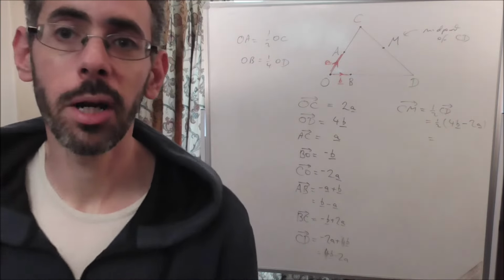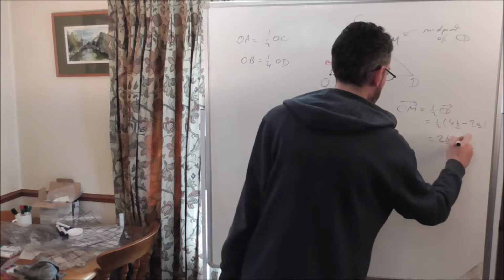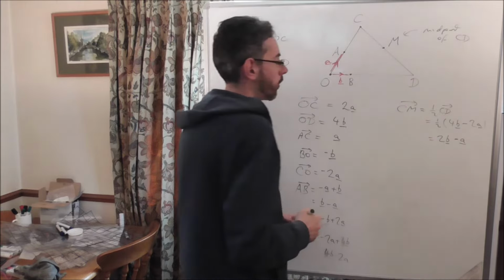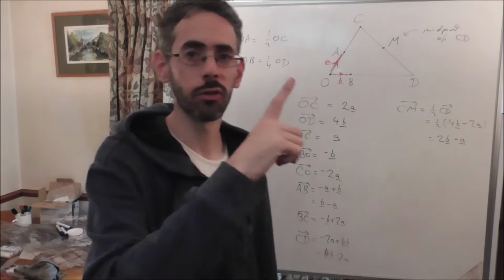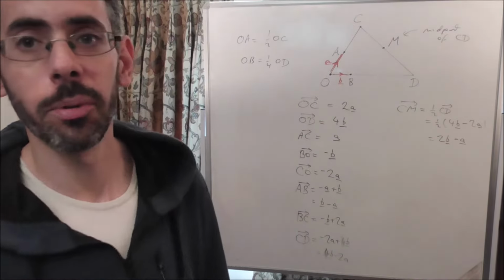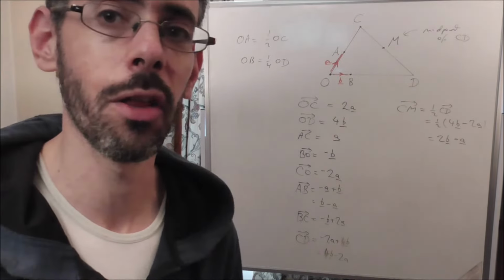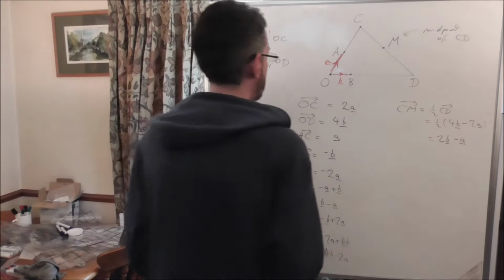And you can actually expand the brackets just like it was normal algebra. So it's just 2B minus A. Remember, you can think of vectors as just pairs of numbers, just a horizontal number and a vertical number. So a lot of the rules that work for numbers in algebra also work for vectors as well, like expanding brackets and factorising and things like that. So that's C to M.